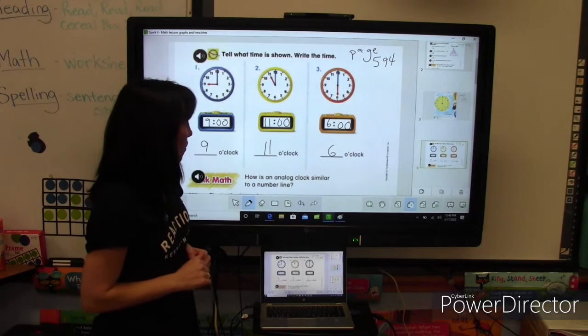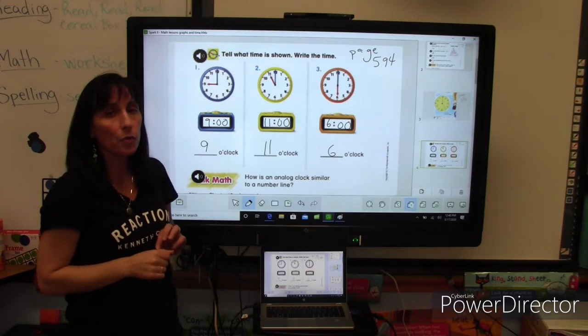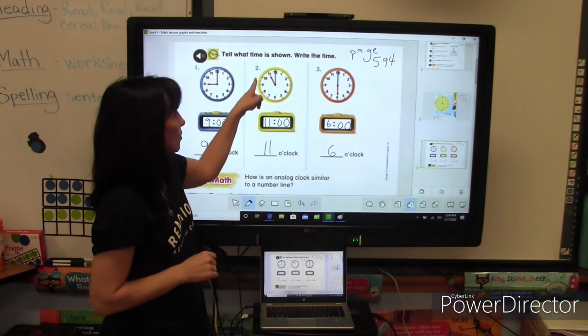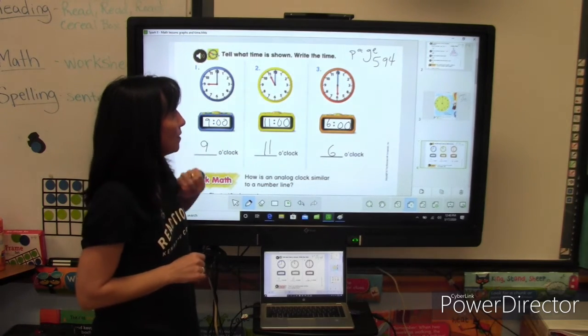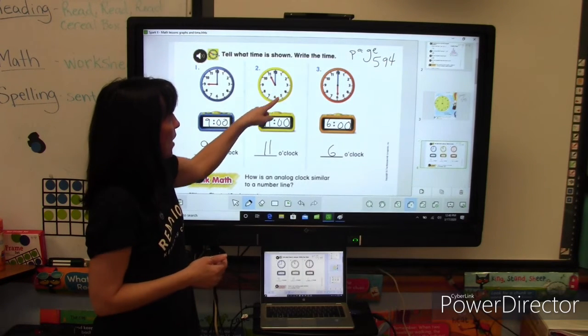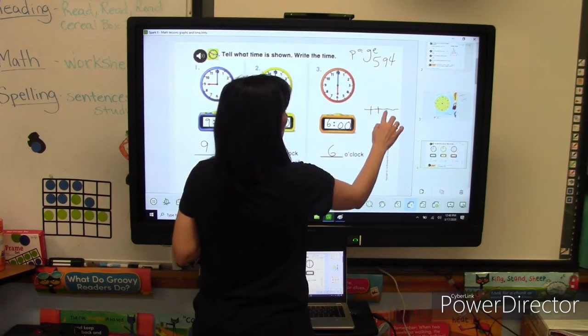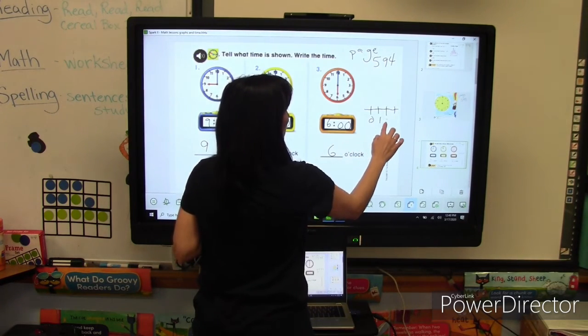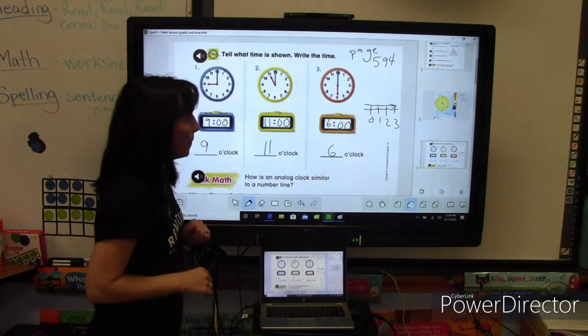They want to know how an analog clock is similar to a number line. If you notice, the numbers all go in order, just like a number line. The values go up, just like a number line, okay? And we move in a clockwise position. On a number line, we move forward. So we would go that way, okay?